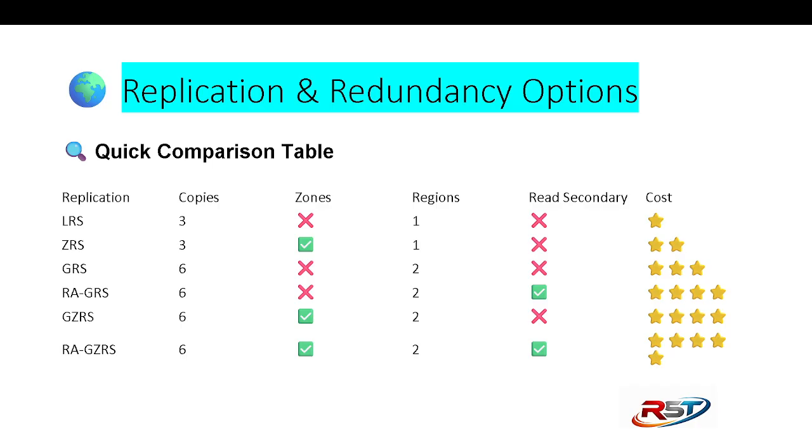GZRS it maintains 6 copies. It maintain zone copies also. It maintain two regions, and read secondary it is not available. And so RAGRS and GZRS same cost. RAGZRS it maintains 6 copies, and zone copies also available. Regions, two regions it maintain. Read secondary also available. Compared to others it is very high cost.